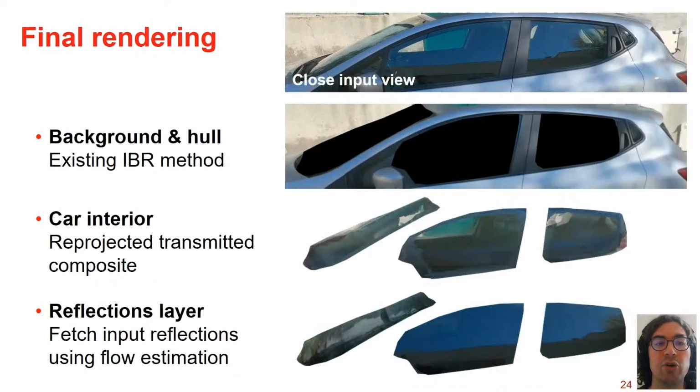To summarize, we now have a cleaned-up background and car hull that we can render using classic image-based rendering techniques, such as the unstructured lumigraph or deep blending. The interior of the car we will also render using image-based rendering and our transmitted layers. Finally, the reflections we will render using the extracted windows as support and our ellipsoid representation to compute where to fetch in the extracted reflection layers.